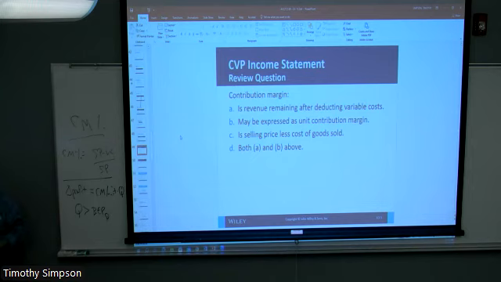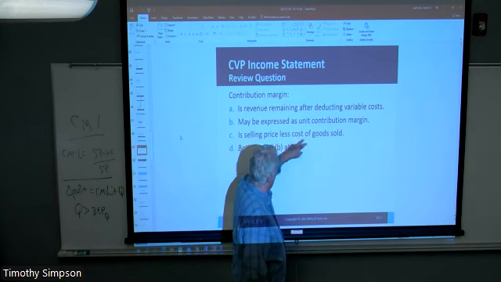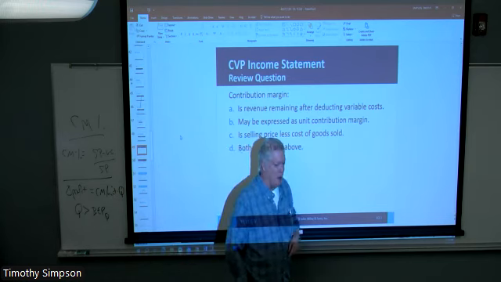Okay. All right. One final bit before we move on here. Now, this contribution margin is what? It's revenue remaining after deducting variable cost, may be expressed as unit contribution margin, is selling price less cost of goods sold. And the answer to that is A and B. It's not selling price less cost of goods sold. Why? Because cost of goods sold is a GAAP concept, and we're not talking about GAAP accounting here.